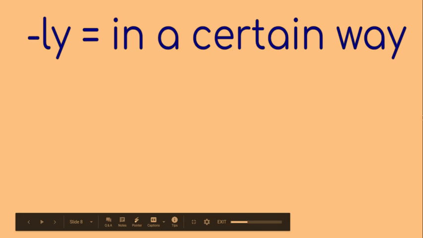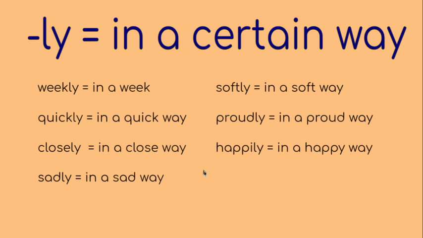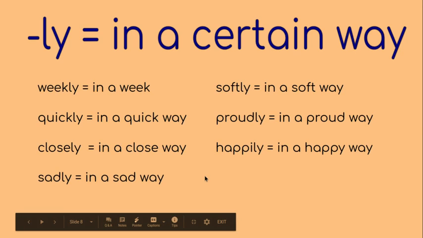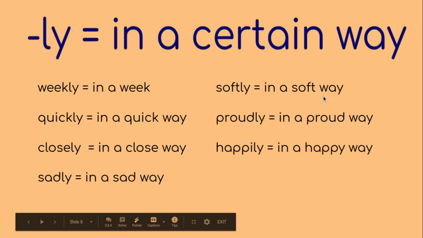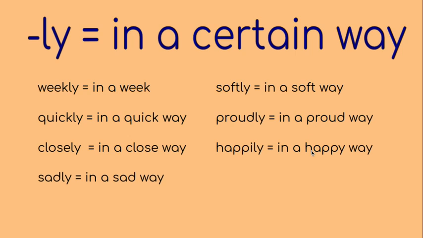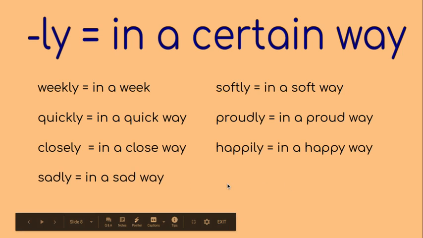Now, hopefully you found several words that end in suffix ly in that last passage. And so here they are. Weekly, in a week. Quickly, in a quick way. Closely, in a close way. Sadly, in a sad way. Softly, in a soft way. Proudly, in a proud way. Happily, in a happy way. Hopefully you're seeing the patterns where we're using the root word plus the meaning of the affix to help us come up with the meaning of that whole word.